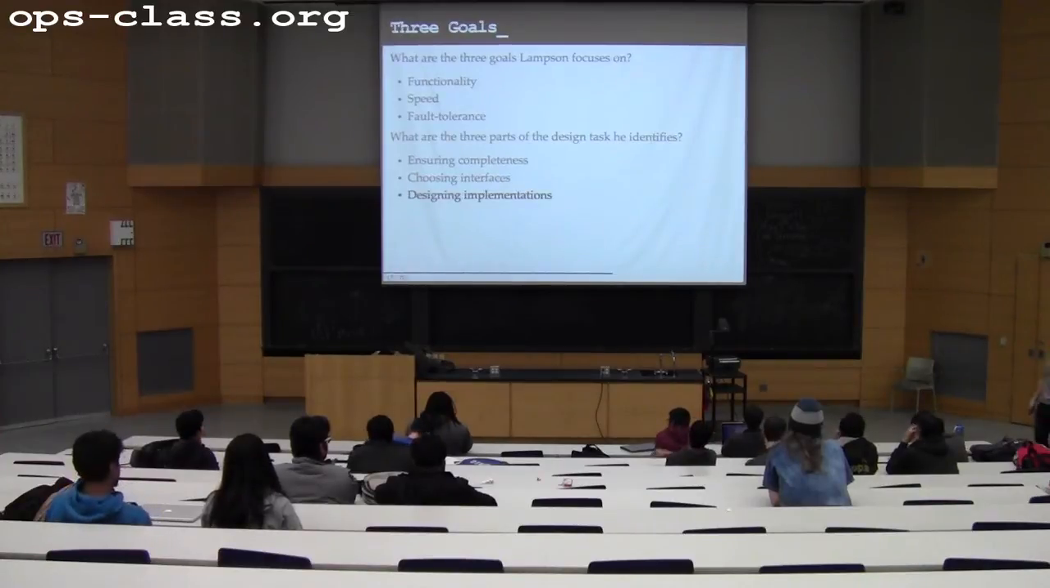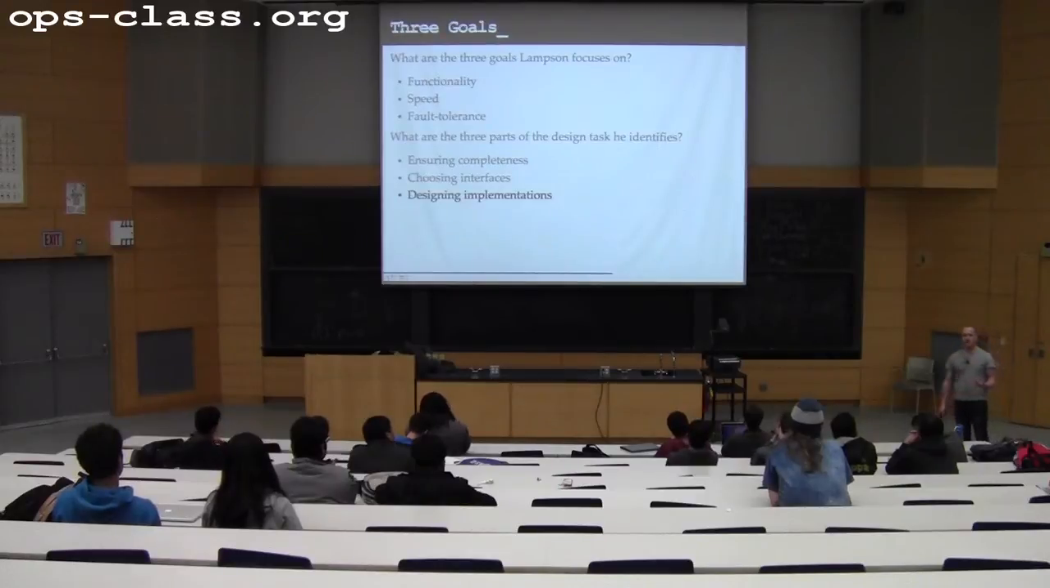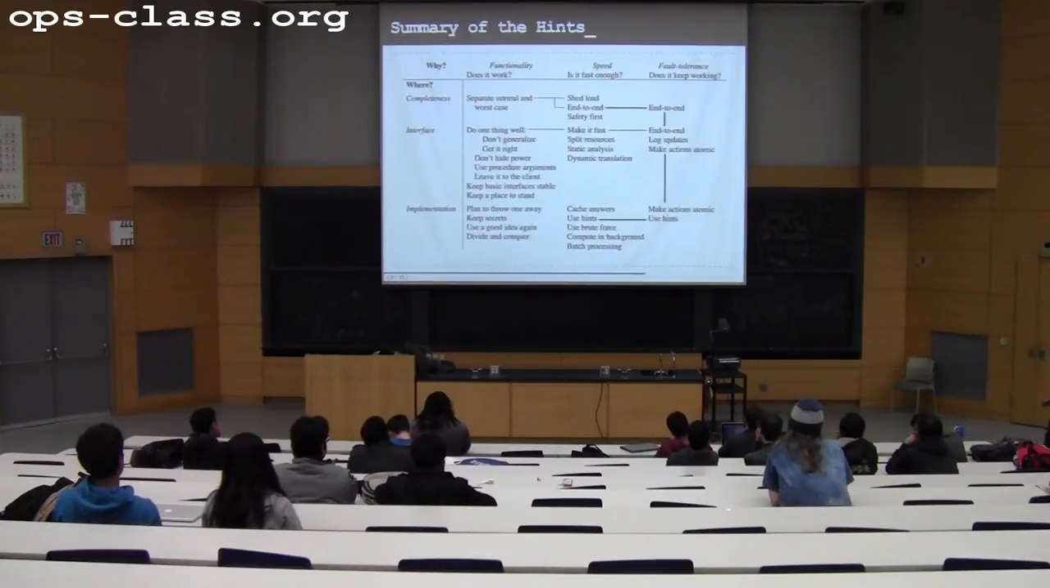And then, of course, finally, you actually have to build the thing. You have to design an implementation. So once I know the system is complete, and I have a set of interfaces in mind, I have to implement those interfaces. So here's the diagram that lays out all of the hints for you, hints that help me ensure that it works, that it's fast enough, that it keeps working, hints related to completeness, interface, and implementation. So this is sort of your guide.